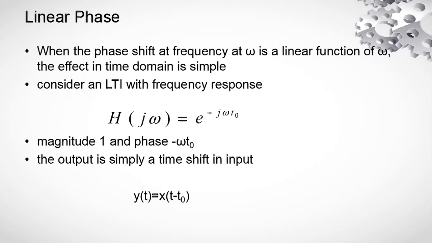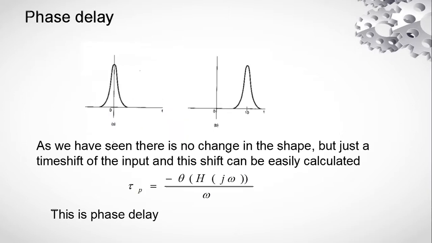So, this is nothing but a shift in the time domain, but the shape of the pulse remains the same. Take a look at that picture. That was the input signal and the right one is the output signal. The shape of the signal has not changed, but it was shifted. This shift can be easily calculated by this formula, that is minus argument of capital H upon omega.